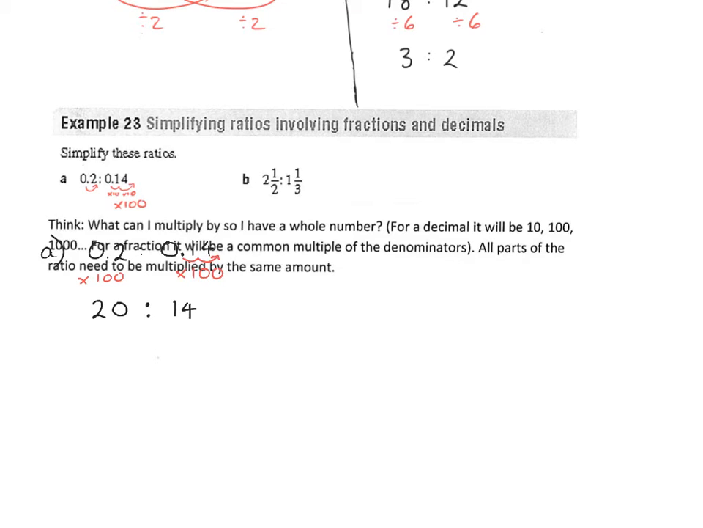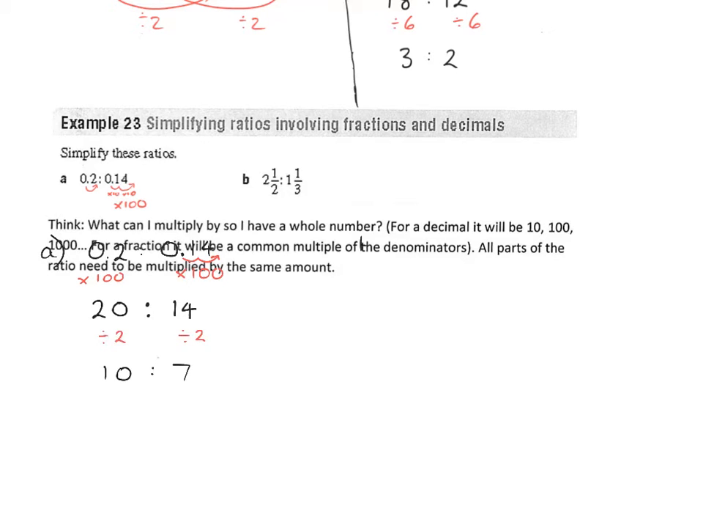Then we can simplify like we did above. So we look for our common factor, and our highest common factor is 2, so I'm going to divide by 2 on both sides of the fraction. So I get 10 to 7.